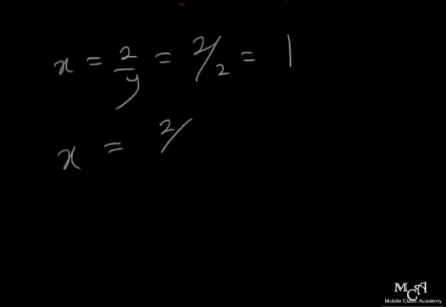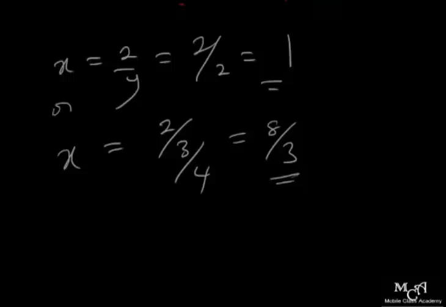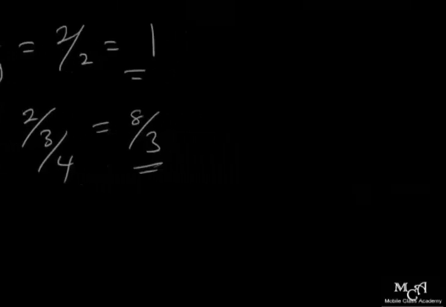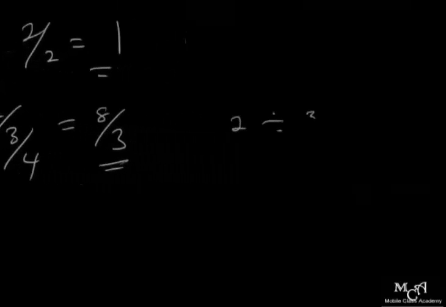The second value of x will be 2 over 3 over 4. Okay, which the 4 can go up. It becomes 8 over 3. So your x is 8 over 3 and your x is also 1. So that's our final result. So we have two values. So x is this or x is this. So you obviously know that this statement is saying 2 divided by 3 over 4, which gives us 2 times 4 over 3, which is 8 over 3.